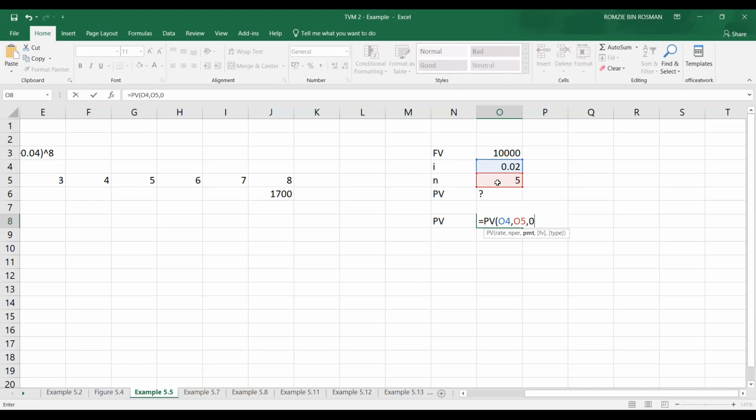Okay, I ask you: Munira puts 200 every year for 10 years. What is your present value? Or the sister puts 1,000 for 5 years. What is your future value?